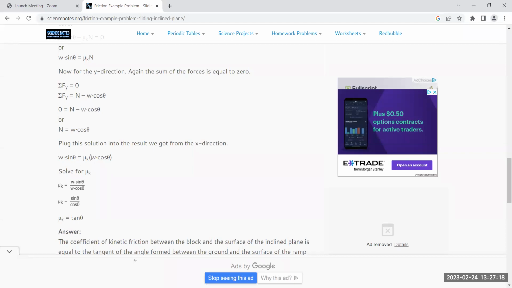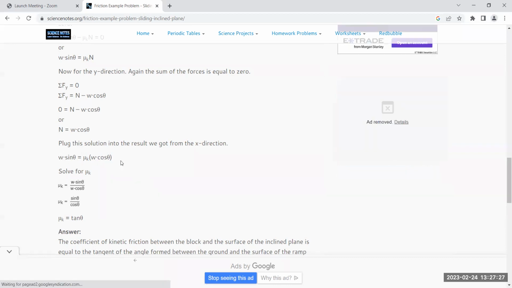Well, what are we trying to find? We're trying to find mu sub K. Notice that we have not yet defined W and we have not yet defined cosine theta. Doesn't really matter. These are variables, right? These are actually going to be constants, because the weight's a constant and the angle is constant. So we can treat those two things as constant, do a little bit more algebra, solving for mu sub K.